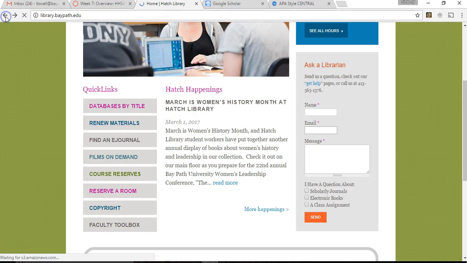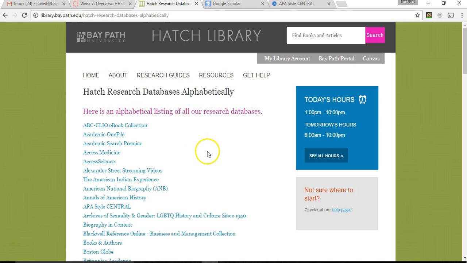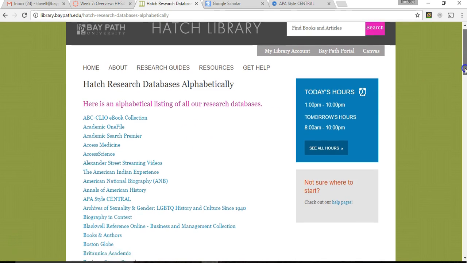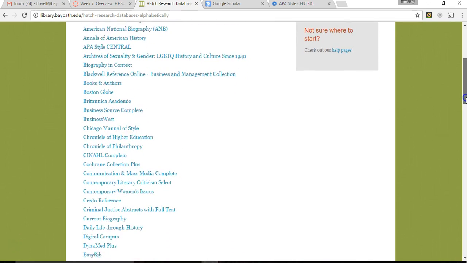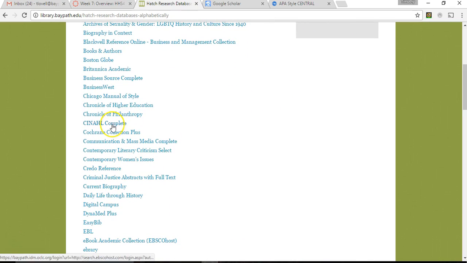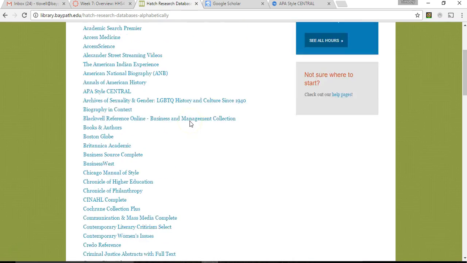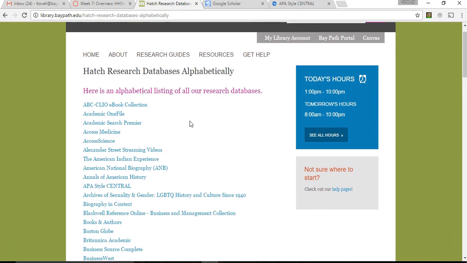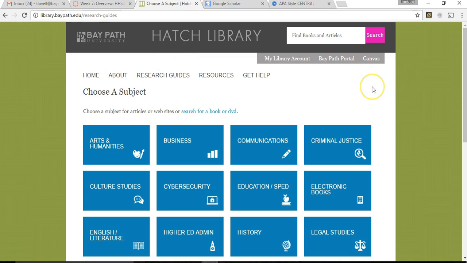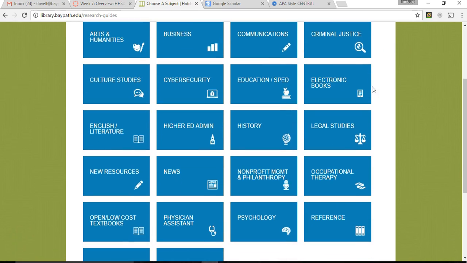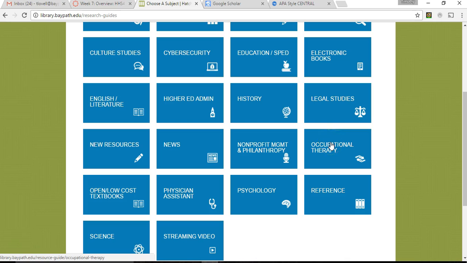Nope, that's not it. Alright, well, we'll just do database by title. So let's scroll down. Let's see. CINAHL Complete is a good one to go through. I can't find it right this second. Maybe it's under Research Guides. There we go. So under Research Guides, you can go right down to Occupational Therapy.